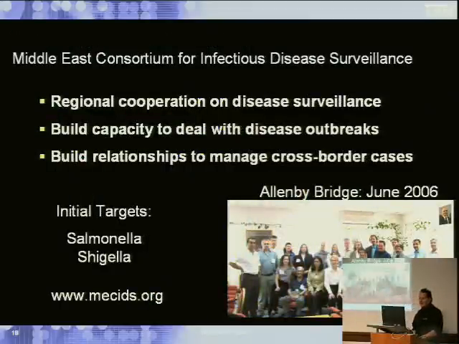The goal of MECIDS is to establish regional cooperation on disease surveillance, to build a capacity to deal with disease outbreaks, and to build relationships to manage cross-border cases. They were initially focusing on 2 foodborne diseases which were an immediate problem, Salmonella and Shigella. And there is tourism. People are traveling from Amman, Jordan, to Tel Aviv or Jerusalem, to the West Bank, to Gaza. And often you'll have somebody show up with food poisoning, but they got the food poisoning somewhere else. So they were already sharing data.